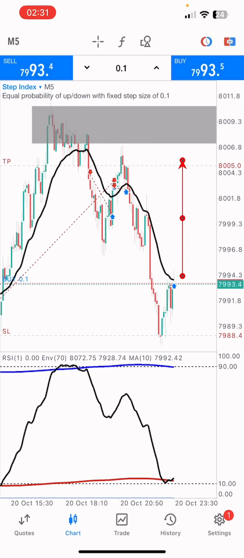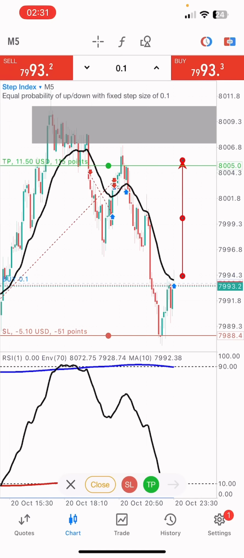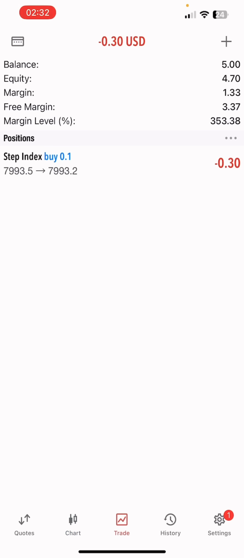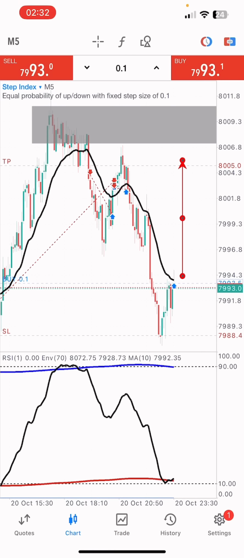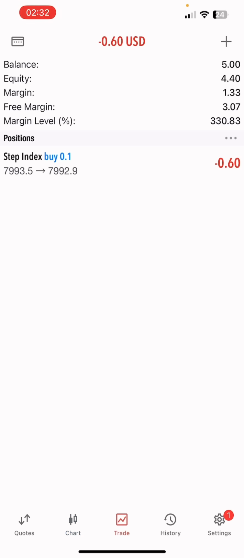The pair has been very active, so you can see I'm risking $5 to make $11. That is about a 1:2.1 risk to reward ratio, which is pretty much it. So I'll do more videos in the future about this particular strategy. I'll go live account again, so you guys can see. This is just the setup of the strategy.